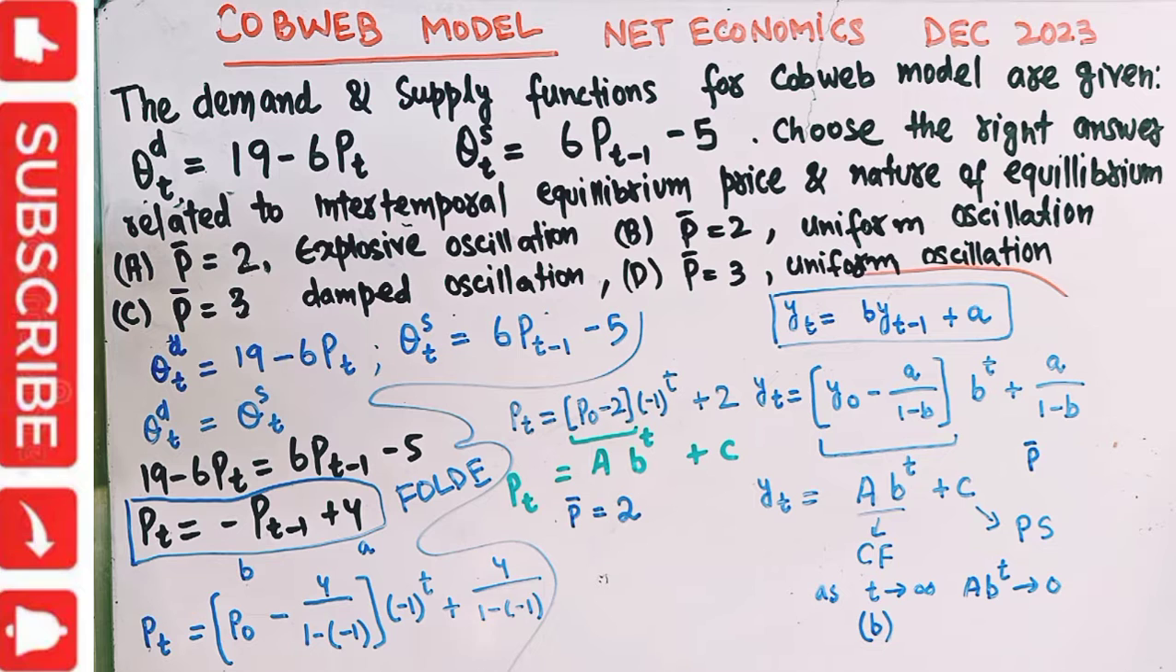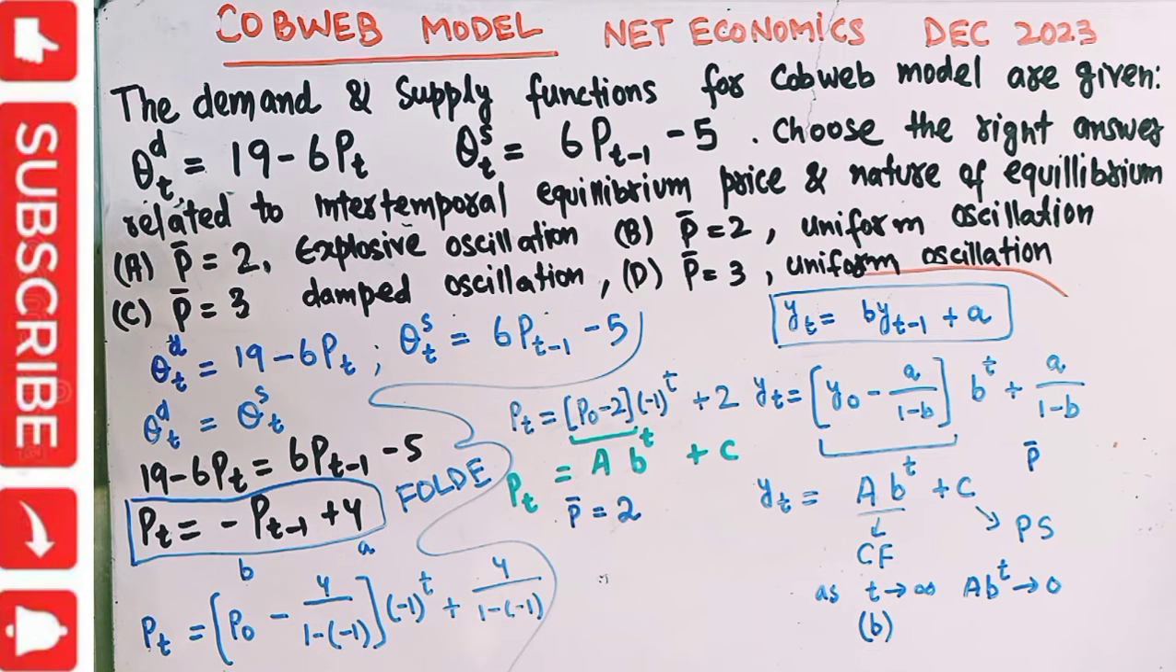Now we need to find out the nature of equilibrium, whether we have a stable equilibrium or an unstable equilibrium. All depends upon the value of b. As I have told you, we will have a dynamically stable equilibrium only if, as time tends to infinity, this term vanishes. Whether this happens in this case or not, let us see.